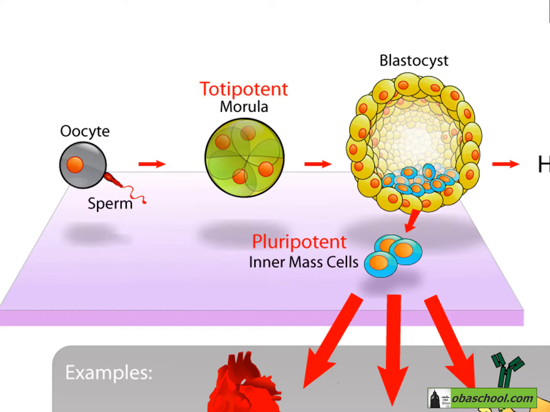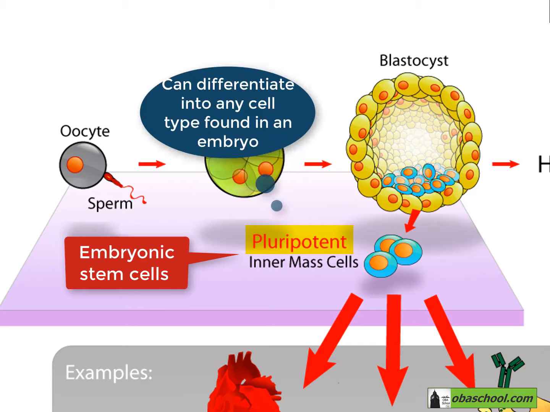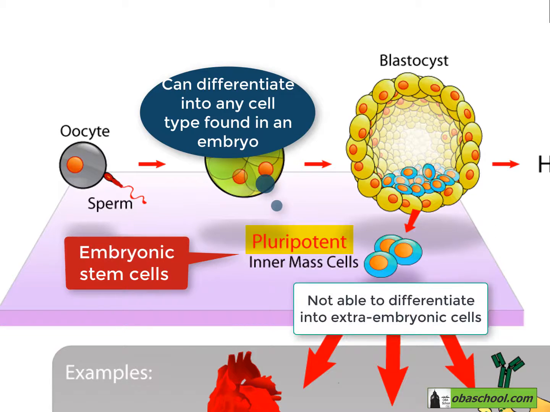The second type of stem cells are the pluripotent stem cells. These cells are the embryonic stem cells that can differentiate into any cell type found in an embryo. But they are not able to differentiate into extra embryonic cells, such as the cells that make up the placenta. Examples of pluripotent stem cells are the embryonic stem cells and the fetal stem cells.